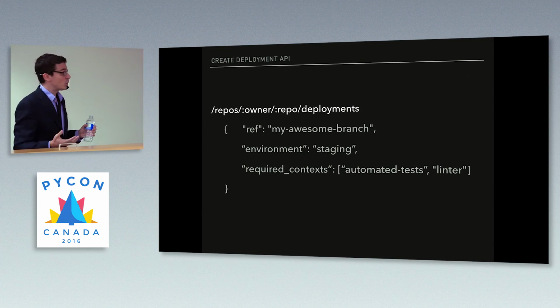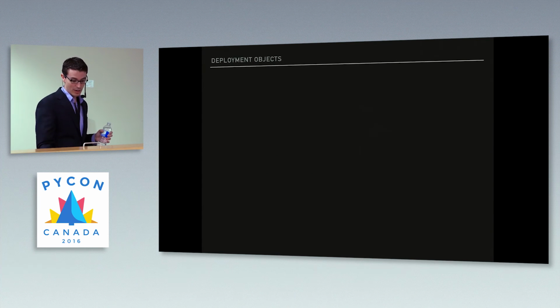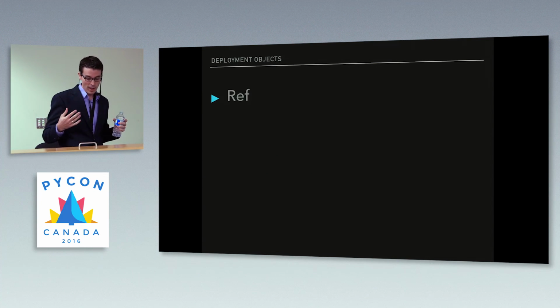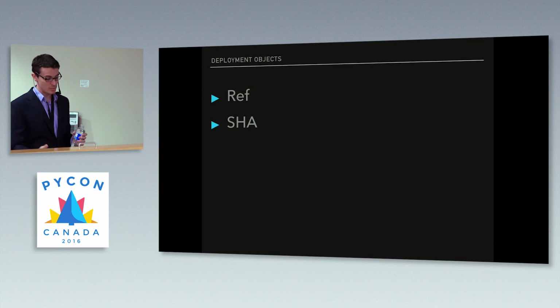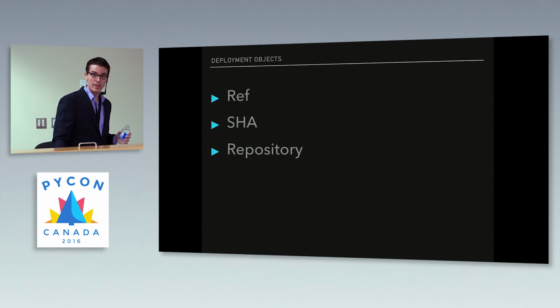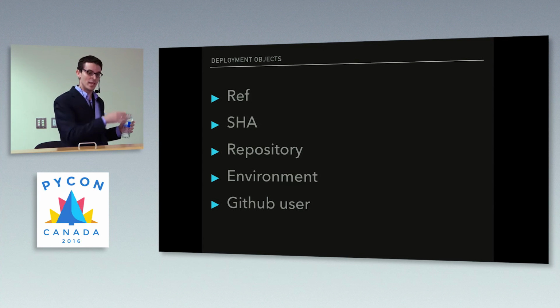Now, what does GitHub do once it receives this API call? Well, first it checks the required context, it makes sure the branch is fresh, it does all the other stuff I talked about before, and then it creates what I call a deployment object. And what's that? Well, it's just like a little JSON blob that has the ref, so that's the branch or the tag. It has the actual SHA that's being deployed, the repository that you're deploying from, the environment you're deploying to, and the GitHub user who initiated the deployment. So the same sort of stuff that was in the API call.